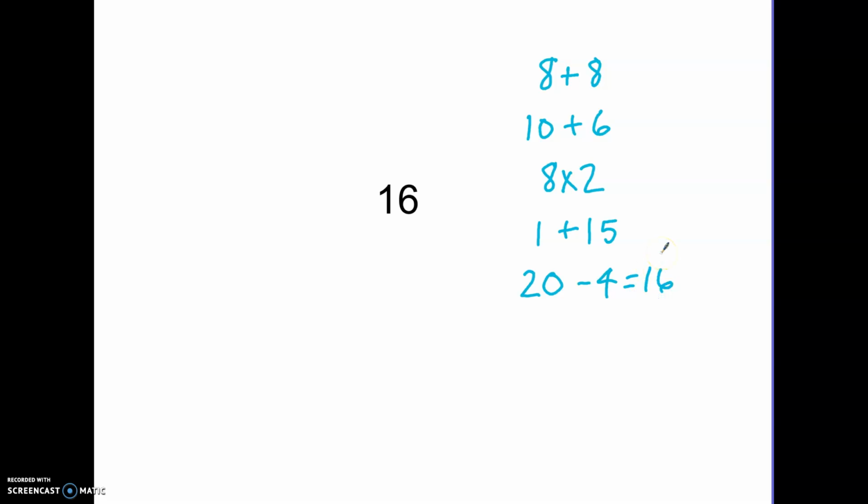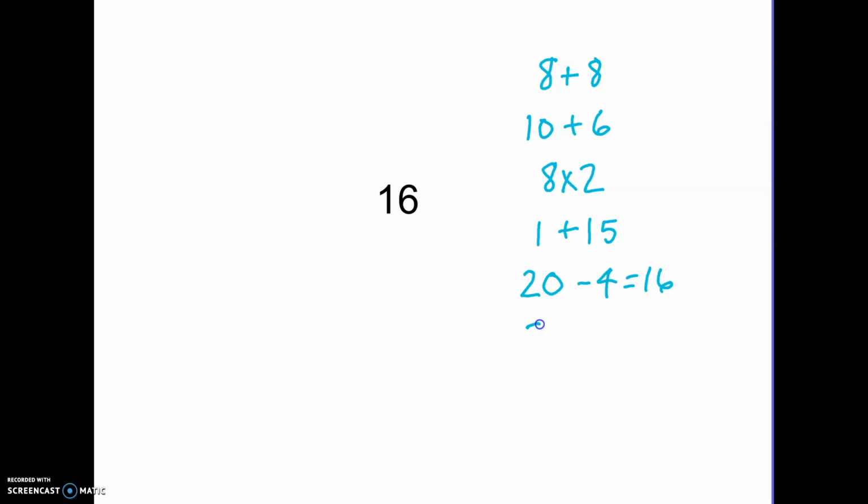I think of the good old standby. What about 8 plus 8? That's 16. 10 plus 6 is 16. 8 times 2 is 16. 1 plus 15 is 16. Did you happen to come up with 20 minus 4 equals 16?